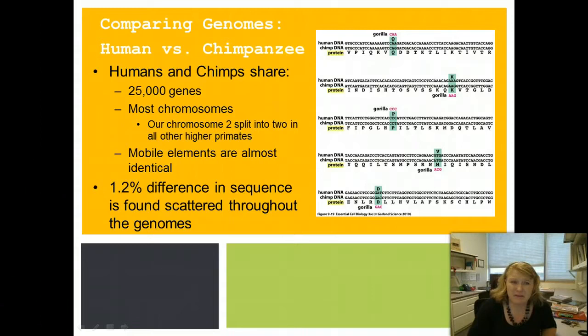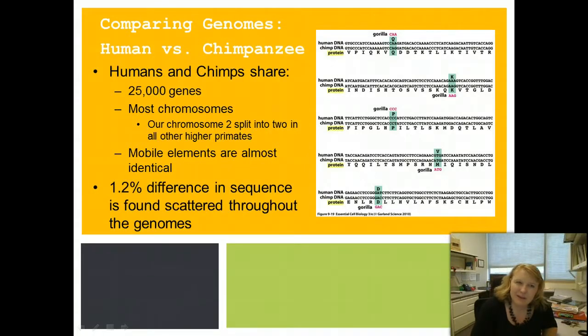So let's look at humans versus chimpanzees. We share about 25,000 genes, which is a lot, and most of our chromosomes are pretty similar. The big thing is that our chromosome number 2 is split into 2 in most higher order primates. And you saw that when we talked about the muntjacs, is that chromosome rearrangement happens all the time, and organisms can still be pretty similar.